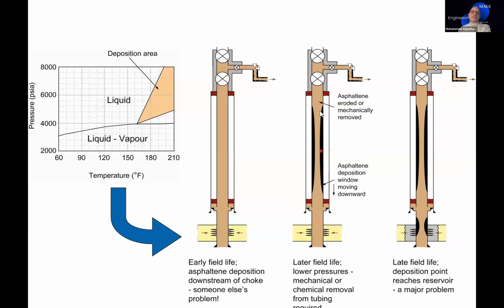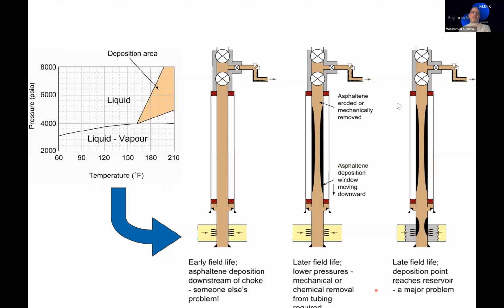Somehow we can see it inside the wellbore in a later field life, or we've seen it in the surface, but we didn't take any action, and this becomes inside the wellbore, and the problem is more difficult to deal with, and this needs a mechanical or other remedial action. The problems become worse when we don't take any action, and this leads to the reservoir itself. So the deposition point reaches the reservoir. We have a major problem now.